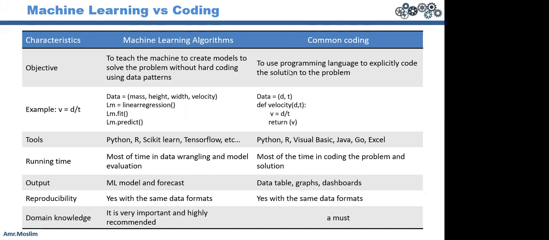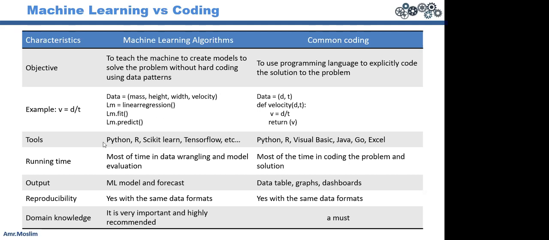The common coding is to use a programming language to explicitly code, as we mentioned here. This is hard coding the problem. So if I don't know the physical formula, the physical equation, I cannot do any prediction with common coding. But with machine learning, if I don't have the exact formula, I can still predict the behavior of the velocity.